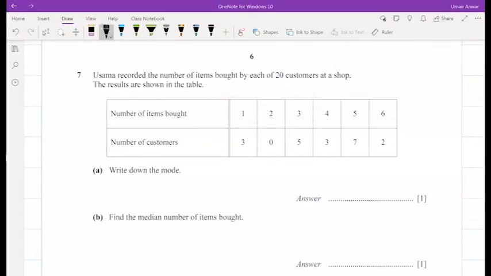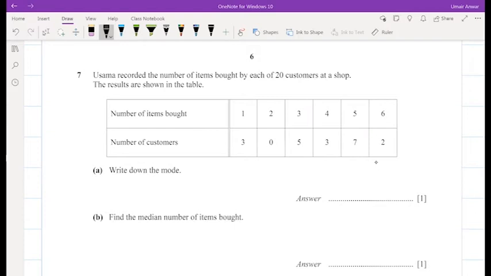In the next question, it says that Usama recorded the number of items bought by each of 20 customers at the shop. The results are shown in the table. The number of items are listed as 1, 2, 3, 4, 5, and 6. And the number of customers who bought these items, their frequency, is 3, 0, 5, 3, 7, and 2. The first part says write down the mode.